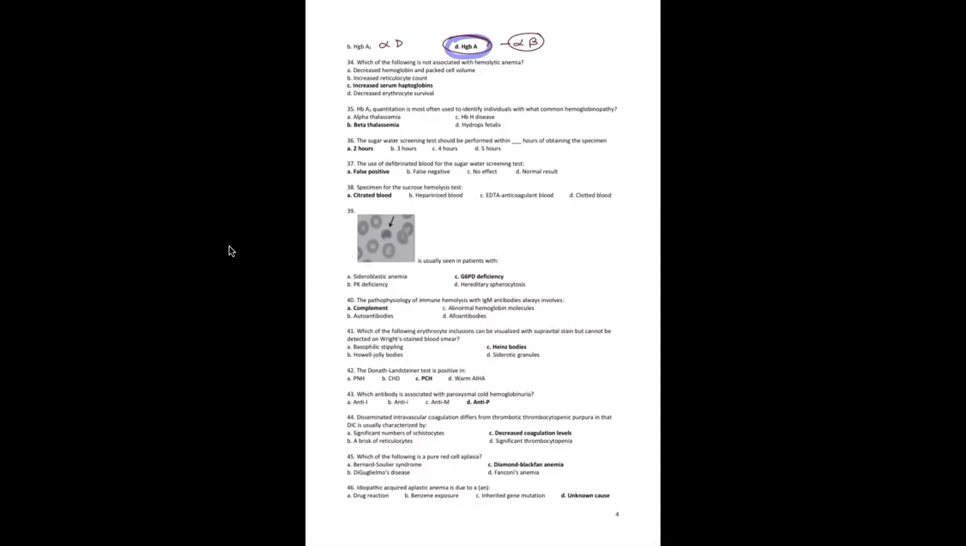Okay? Now, number 34, which of the following is not associated with hemolytic anemia. Isa-isahin natin. Letter A, decrease hemoglobin and packed red cell, yes. Increase retic, yes, kasi nga nagko-compensate. Increase serum haptoglobin, okay, the answer here is actually decrease. Dapat decrease yung haptoglobin. Bakit decrease yung haptoglobin? Kasi lahat ng hapto nakakabit kay hemoglobin. So, ayan, decrease RBC survival. Yes. The answer is letter C.